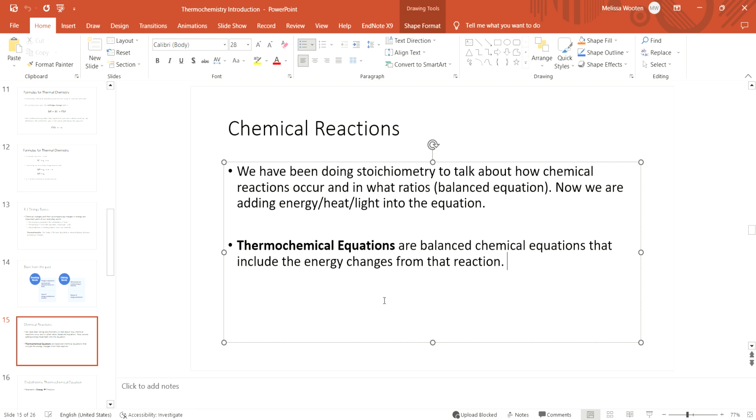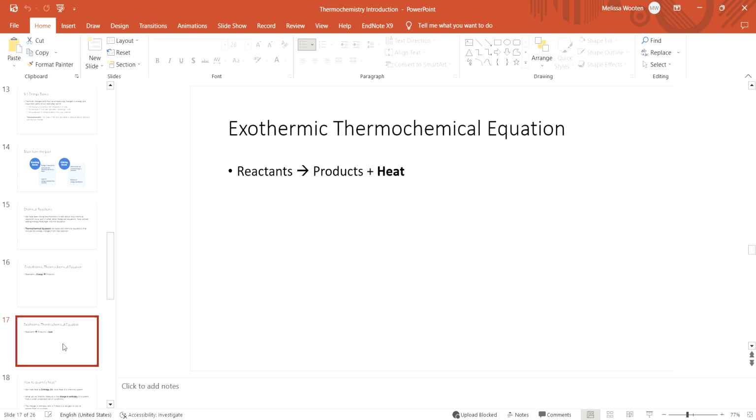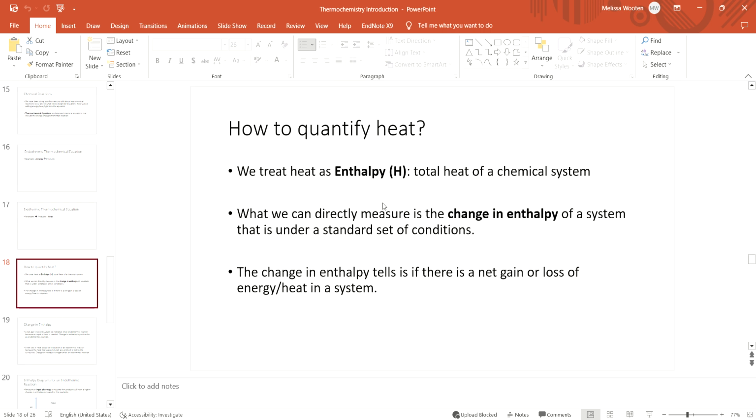And thermochemical equations are what I just described. They are balanced chemical equations that include energy changes in the form of heat, energy, or light in the reaction. Okay. So when you have an input of energy, you have an endothermic reaction, so energy is going to be on the left side with your reactants. When you have an exothermic chemical equation, heat is going to be part of your products. So when we talk about heat, how do we quantify it?